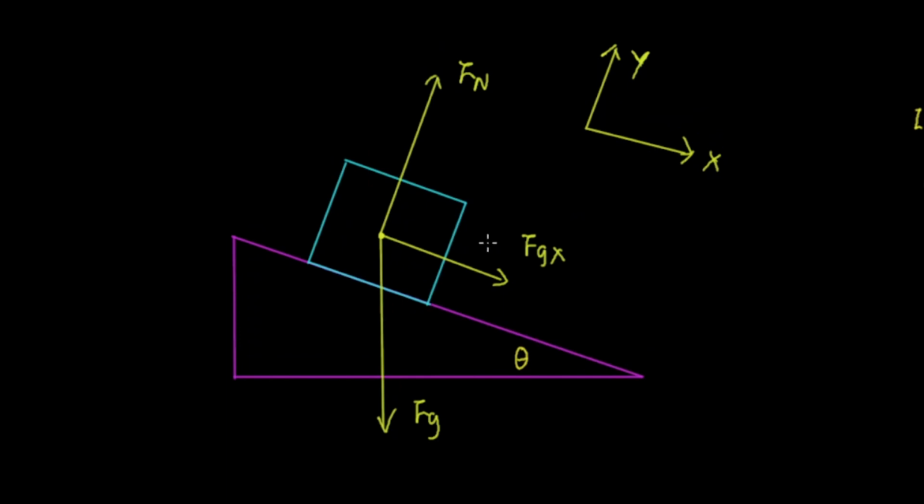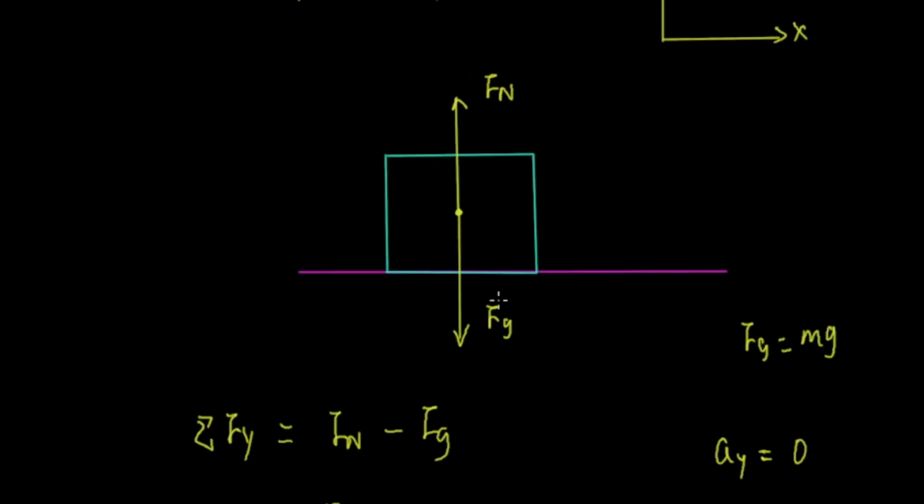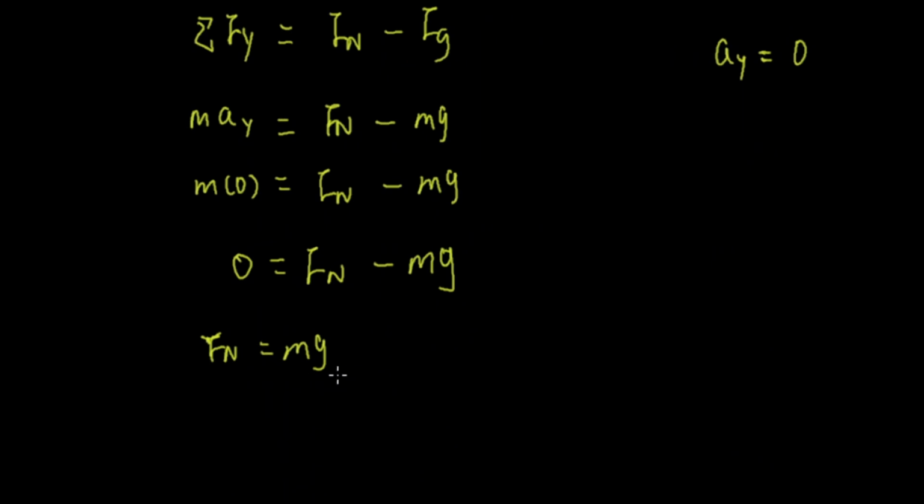What's the normal force equal to? Because the normal force is this way, it's not directly cancelling out with the force of gravity. It's not the same as when the object is on the flat surface. Now we know that when an object is on a flat surface like this, the normal force directly cancels out with the gravity force, if it's not moving up and down. So we have the normal force equals mg.